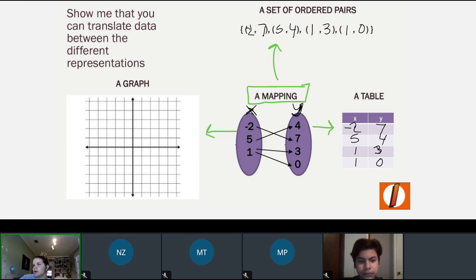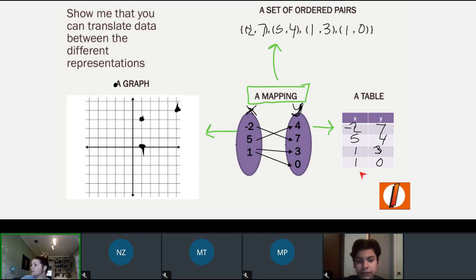And then lastly, we're going to go ahead and graph this. So we would go -2, 7, 3, 4, 5, 4, 1, 3, and 1, 0. So we can represent relations and functions in different ways, okay? If I give you one piece of information, you should be able to write it as an ordered pair, table, mapping, or graph.